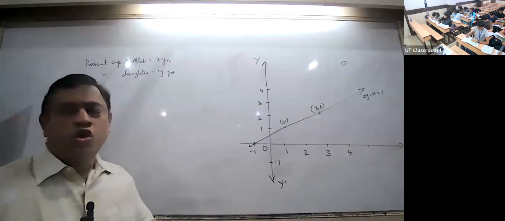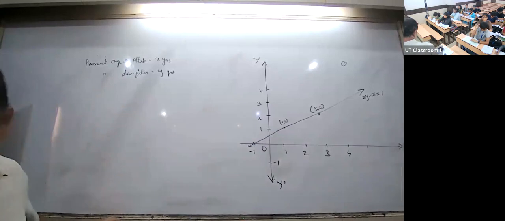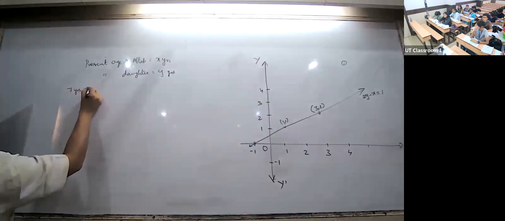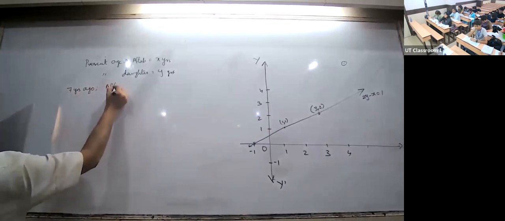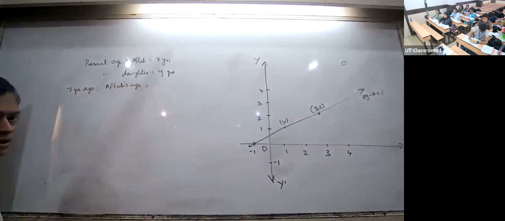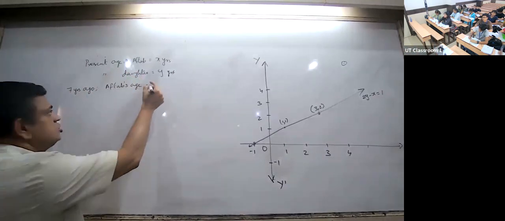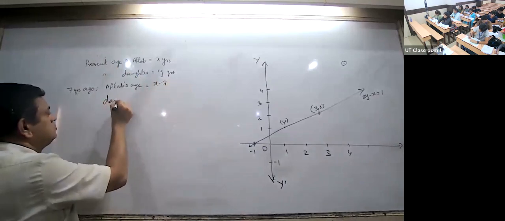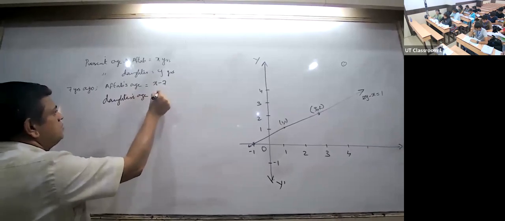Next is always remember what is the condition. It is about which year? 7 years ago. So you will write 7 years ago. These are compulsory steps. What will be Aftab's age 7 years ago? X minus 7. You have to subtract 7 from them. And daughter's age is equal to y minus 7.